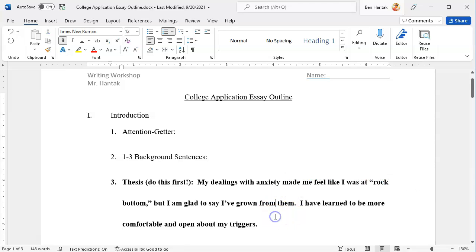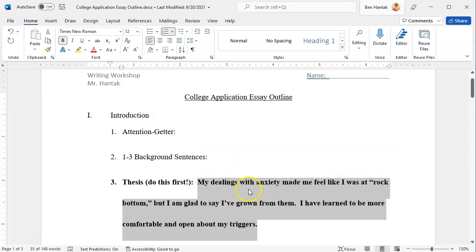If I were to ask you guys, what would you expect me to focus on the most in my body for this essay, based on this thesis? Okay, so I'm probably going to talk a little bit about exactly how anxiety manifested in my body. I'll probably talk about that a little bit in my background, because I have to mention somehow anxiety before this point. But I should probably reflect on how it made me feel like I was at rock bottom.